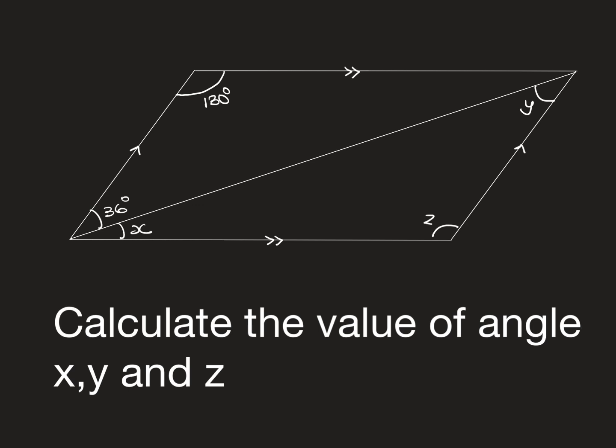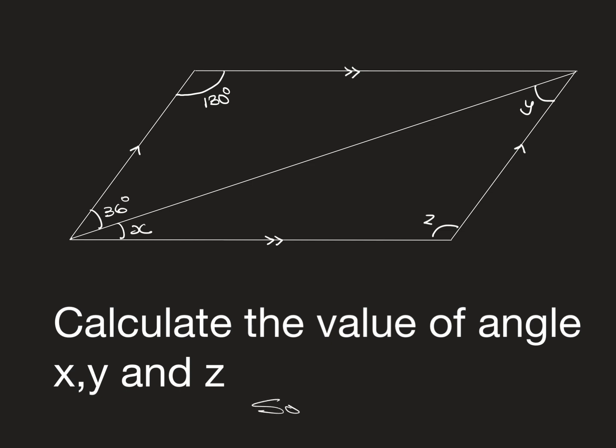Welcome back. We have a plane geometry problem here, and it reads, calculate the value of angle x, y, and z. On this diagram, we need to find angle x, y, and z. If you look at this diagram, it is a parallelogram with two of the opposite sides being parallel. This side is parallel to this side, and this side is also parallel to this side.